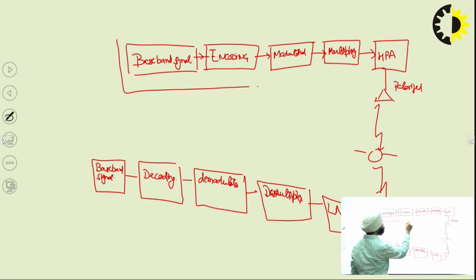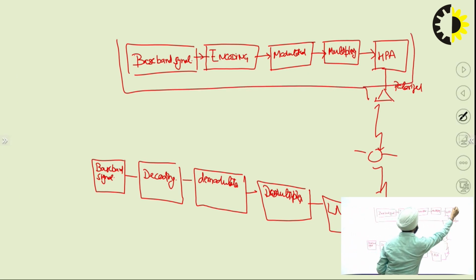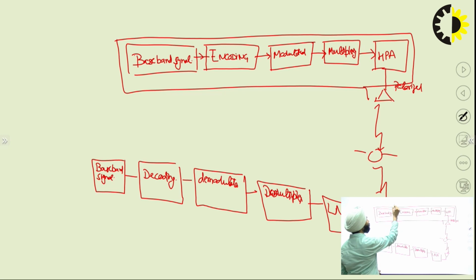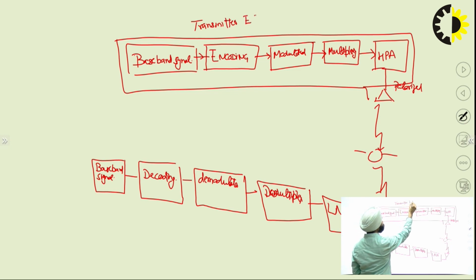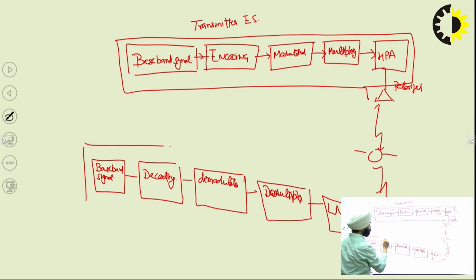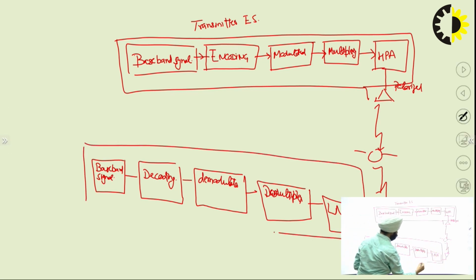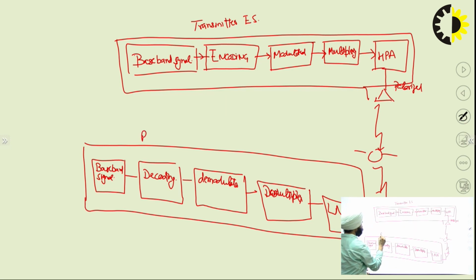So this is the transmitting earth station. This is the receiver earth station. So this is basically a block diagram of the transmitter earth station and the receiver earth station.